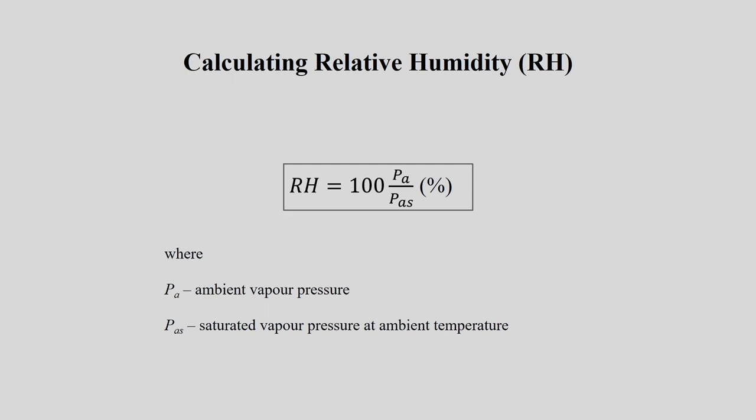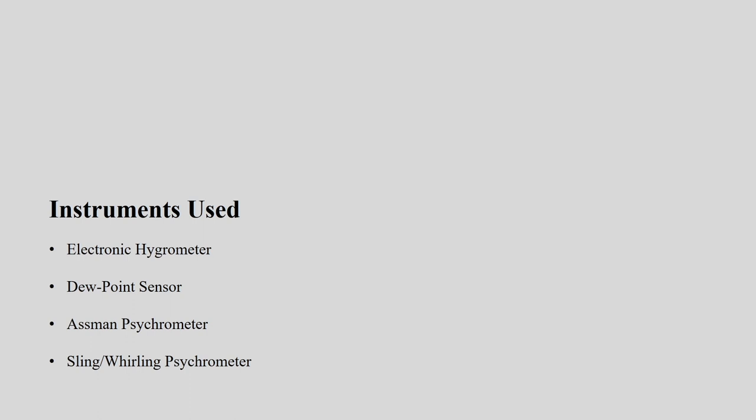So relative humidity we can measure as 100 multiplied by PA, that is the ambient vapor pressure, divided by PS, that is the standard vapor pressure at the ambient temperature, in percentage, right? So relative humidity we measure using percentage. So what are the instruments we need? We need an electronic hygrometer, dew point sensor, Assmann's psychrometer, sling or whirling psychrometers. Okay, these are the instruments that can be used to understand the relative humidity.